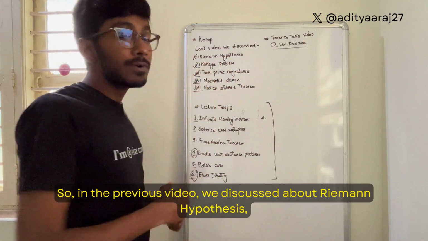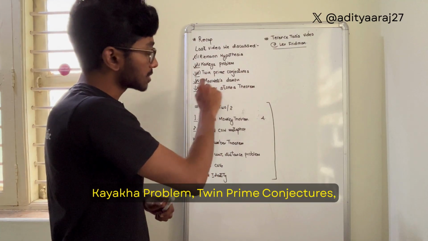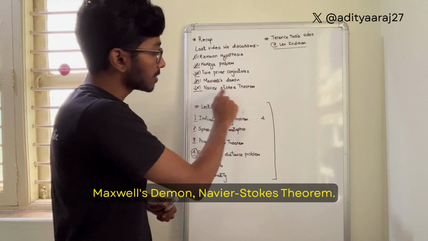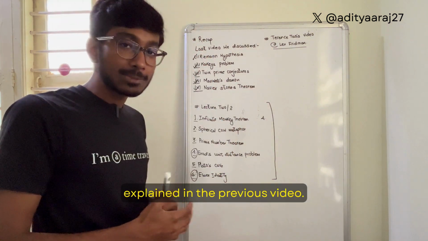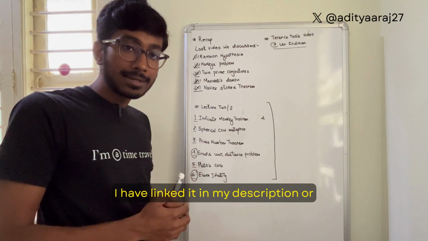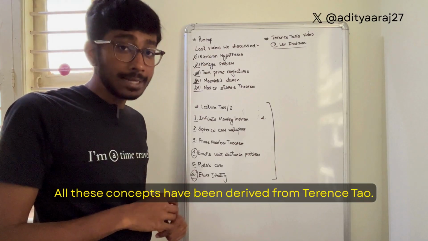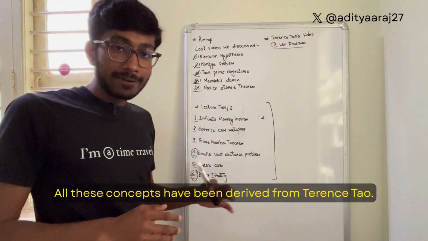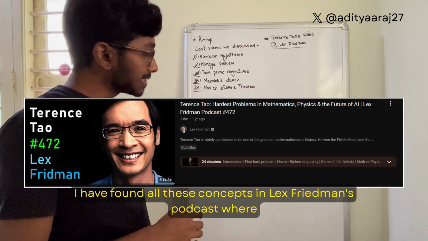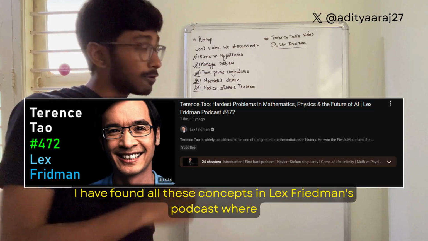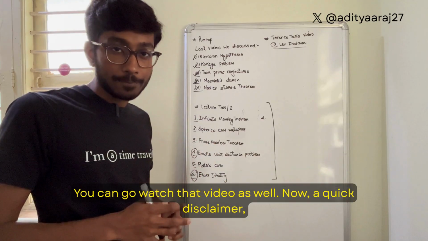So in the previous video, we discussed the Riemann hypothesis, the Kakeya problem, the twin prime conjecture, Maxwell's demon, and the Navier-Stokes theorem. All these were very interesting concepts that I have explained in detail in the previous video. I have linked it in my description, or you might find it in the i button somewhere over here. All these concepts are derived from Terence Tao. He is a modern day mathematician, and I found all these concepts in Lex Fridman's podcast, where Terence Tao was one of his guests. You can go watch that video as well.